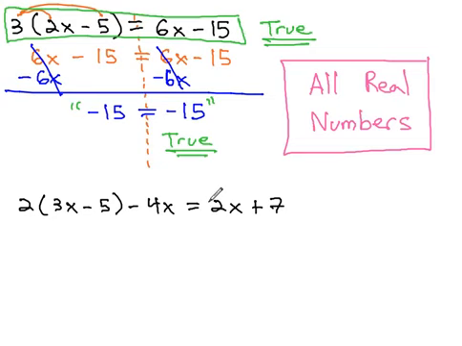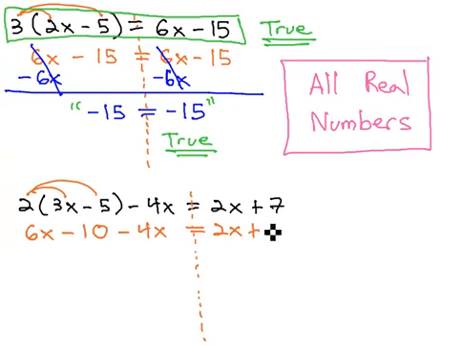Let's take a look at another example. In this problem, 2 times 3x minus 5 minus 4x equals 2x plus 7, we will, as usual, start by balancing on the equals and distributing through the parentheses to clean up the right side. That will give us 6x minus 10 minus 4x equals 2x plus 7. Continuing to simplify, we'll combine like terms to get 2x minus 10 equals 2x plus 7.